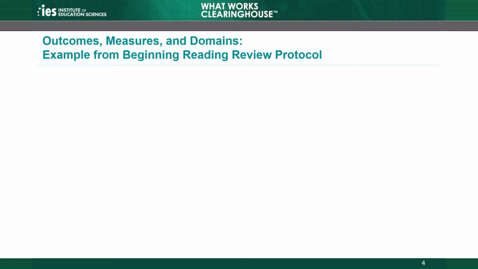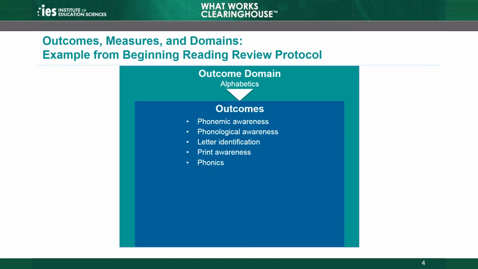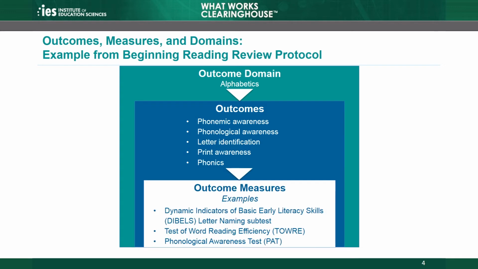This example from the Beginning Reading Review Protocol illustrates these definitions and highlights the differences between the three terms. One of the domains included in this protocol is Alphabetics. The Alphabetics outcome domain includes several important outcomes measured in literacy studies, including phonemic awareness, phonological awareness, letter identification, print awareness, and phonics. Studies can use outcome measures such as the Dynamic Indicators of Basic Early Literacy Skills, or DIBELS, Letter Naming Subtest, Test of Word Reading Efficiency, TOWRE, and Phonological Awareness Test, PAT, to measure the outcomes in this domain.